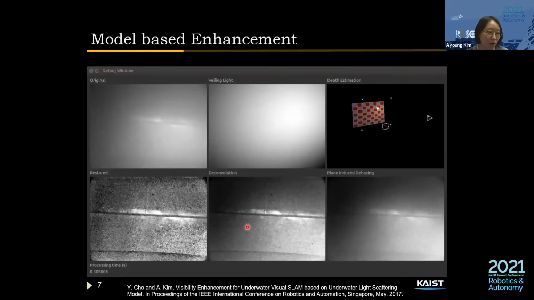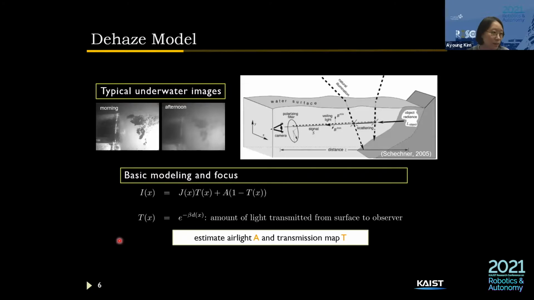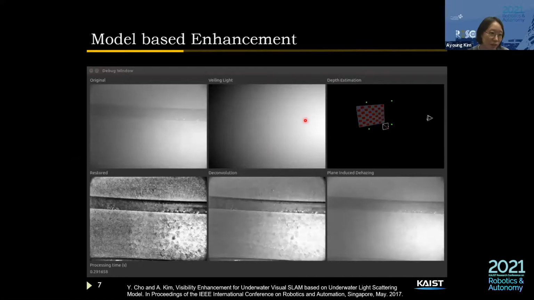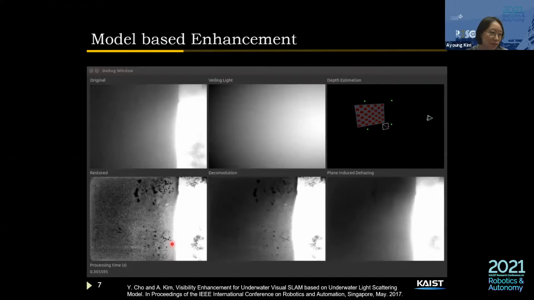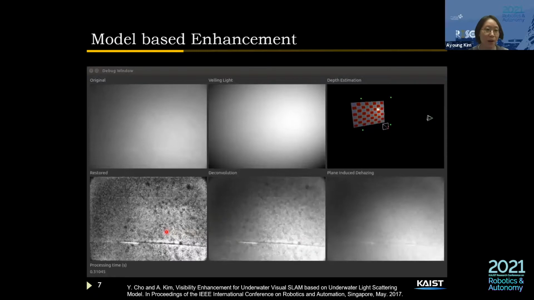Let me play this one again. So from here, we calculate the light transmission map, then dehazing and deconvolution for noise removal, and this is the restored image. If we plug in this enhanced image, we can now get visual SLAM working better in the turbid water. So that was nice.